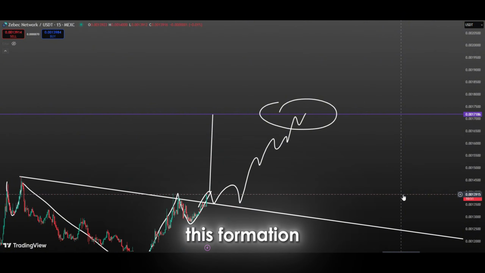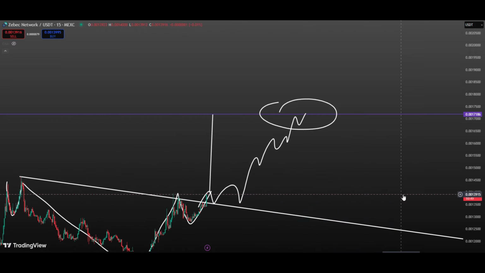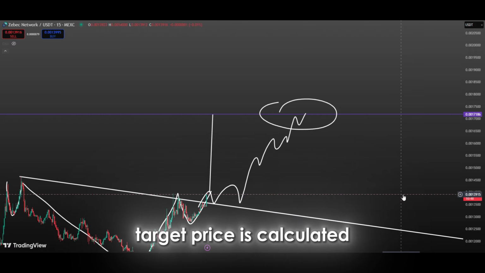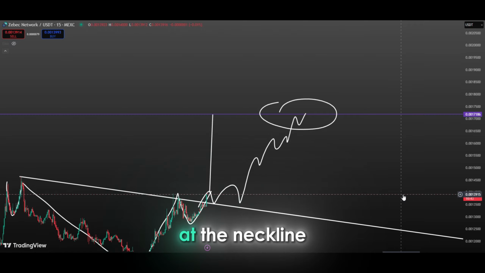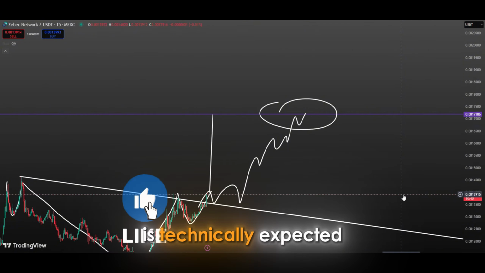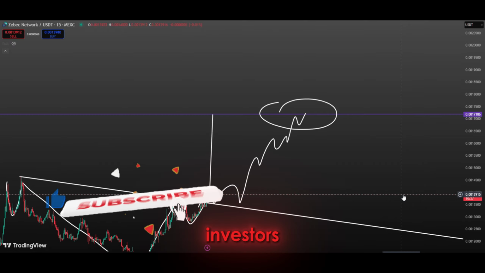The target of this formation can be determined quite clearly in technical analysis. In IH and S patterns, the target price is calculated by measuring the distance between the lowest point of the head and the neckline, then projecting that distance upward from the breakout point at the neckline. In other words, once the breakout occurs, a price move upward equal to the height of the formation is technically expected. This indicates a meaningful profit potential for investors.